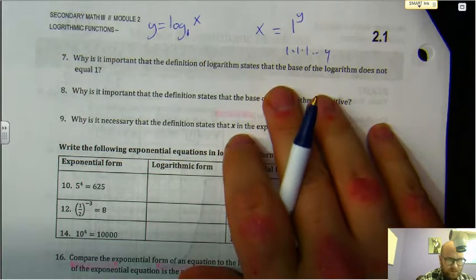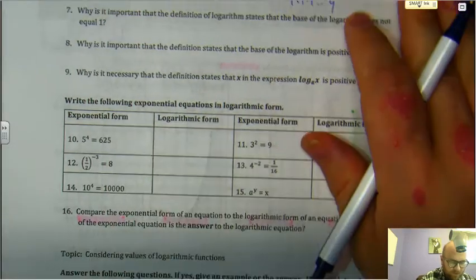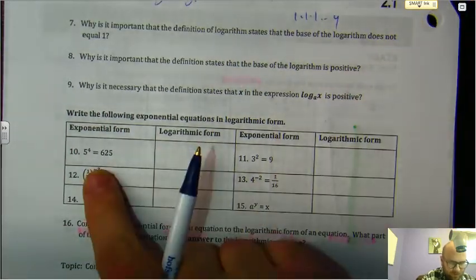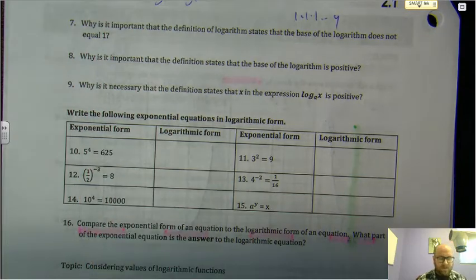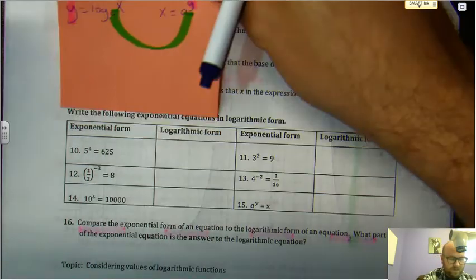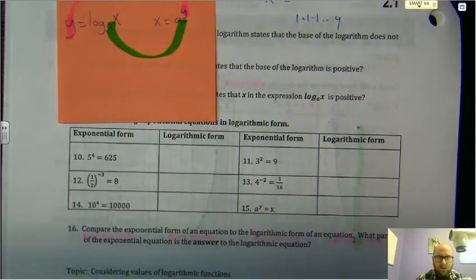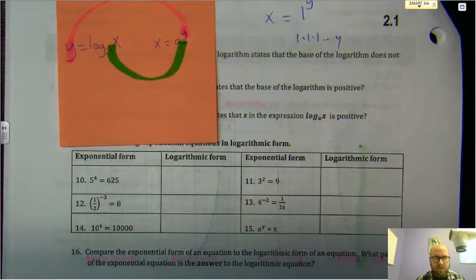I'll let you answer these other ones on your own, have you think about them, but I want to think about what's going on here with these exponential forms and trying to turn them into logarithmic forms. So I'm going to put this right back here. And so this is all about redoing our recipe.